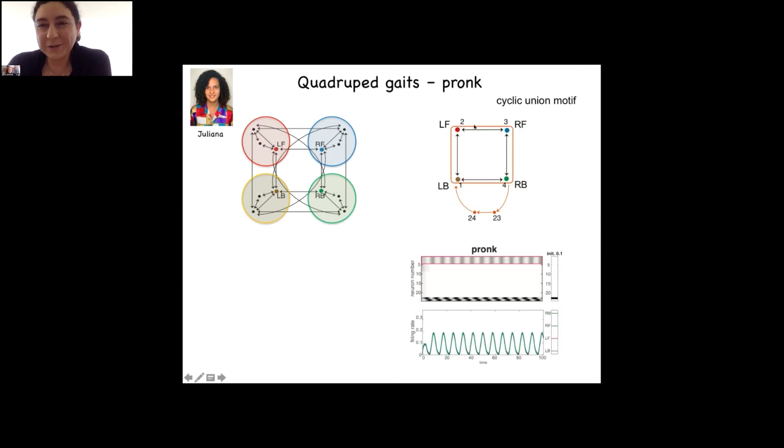So pronk is the one that the horses don't do. It's where all 4 legs go up and down together. So I think there are bugs that kind of do pronk, but it's actually not natural in horses. But we threw it in anyway. So that one was also quite easy to do, also with the cyclic union.